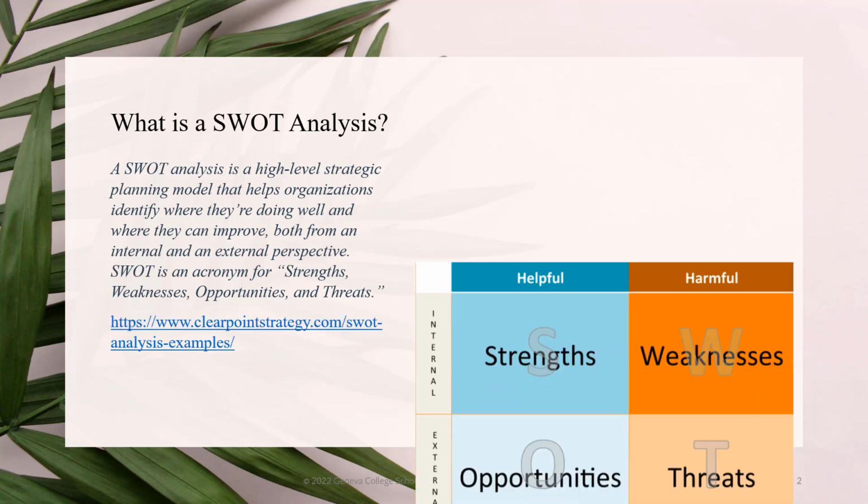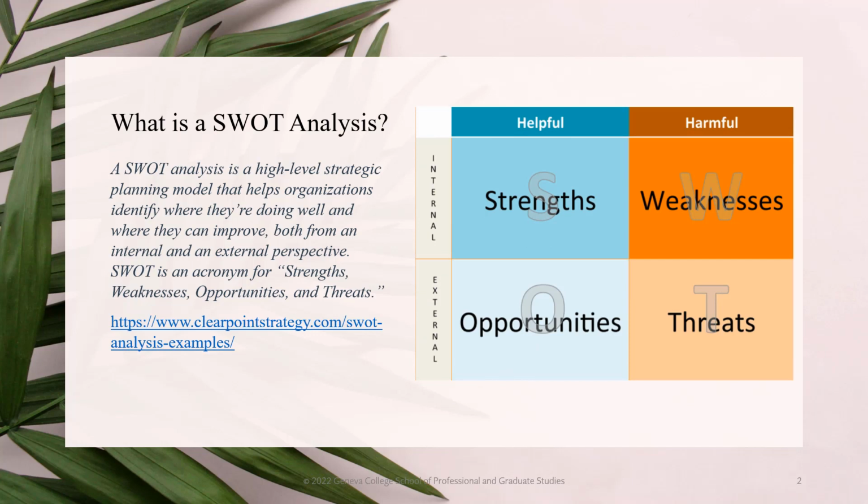SWOT is an acronym for strengths, weaknesses, opportunities, and threats. Strengths and weaknesses tend to be internal, but not always. Opportunities and threats tend to be external, but not always. Strengths and opportunities are helpful to the company, while weaknesses and threats can be harmful to the company.